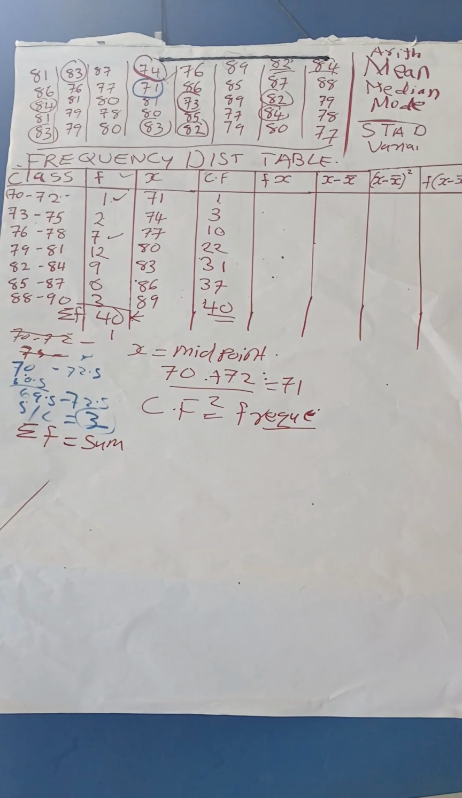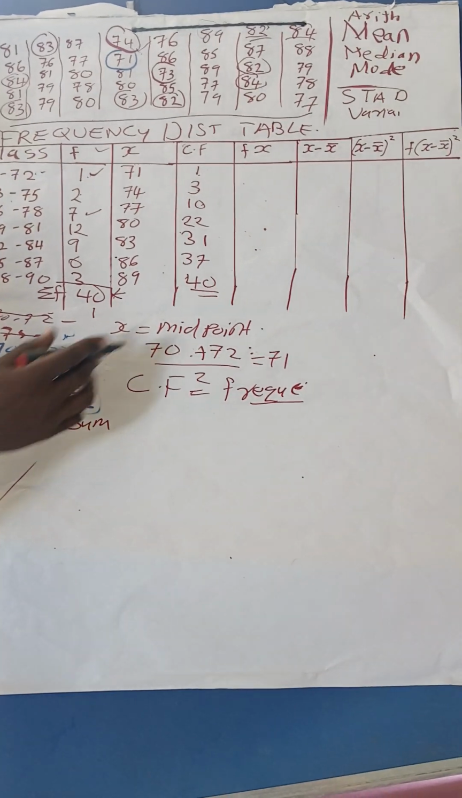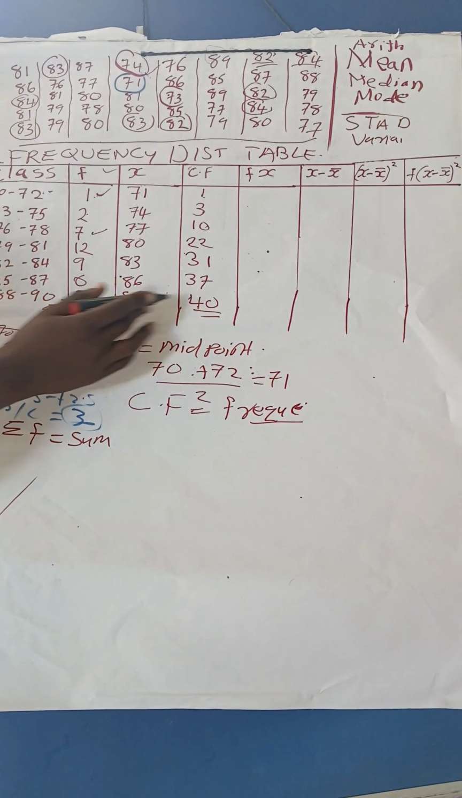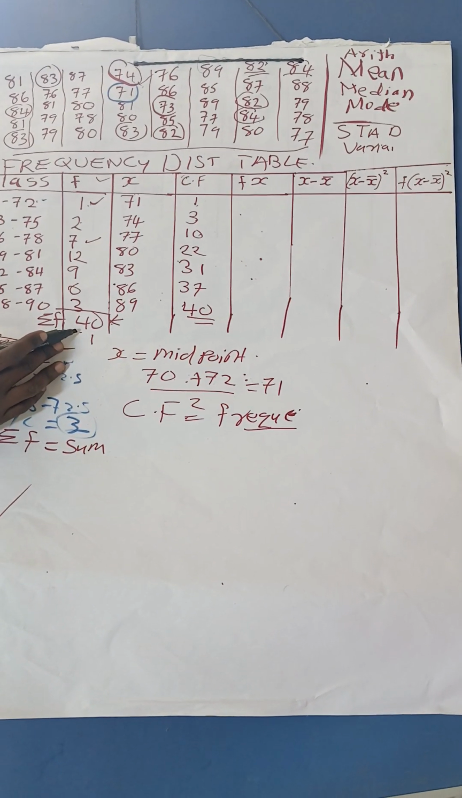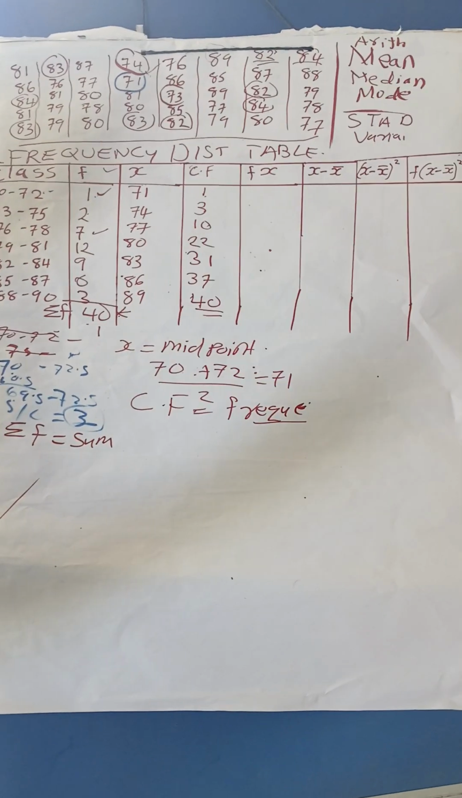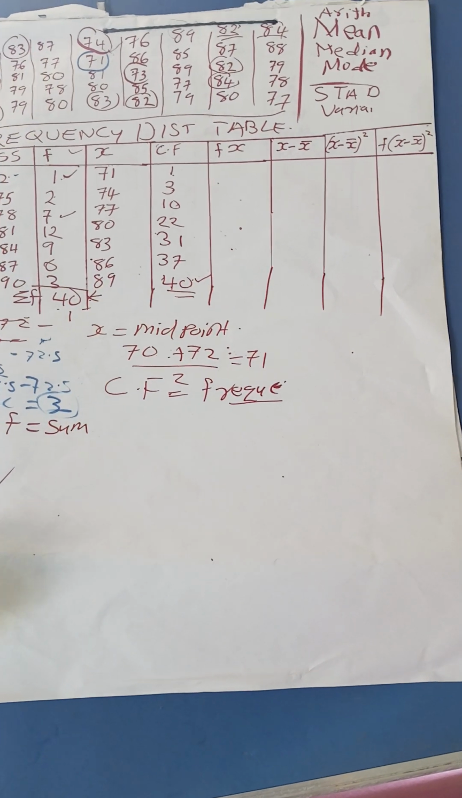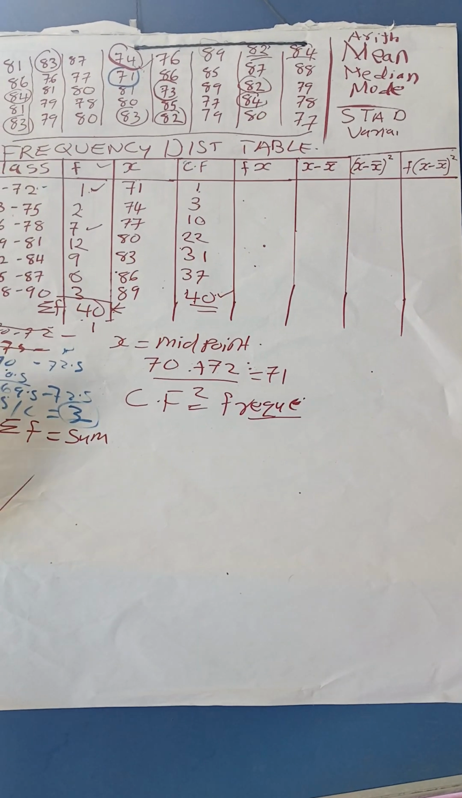Now, the point to note: the last figure of the cumulative frequency must be the same as the total number of the frequency. If the cumulative frequency and the total down here don't marry, meaning your cumulative frequency is not right, you have to repeat. So you can see we have 40 here and we have 40 here, meaning we are right. Good.